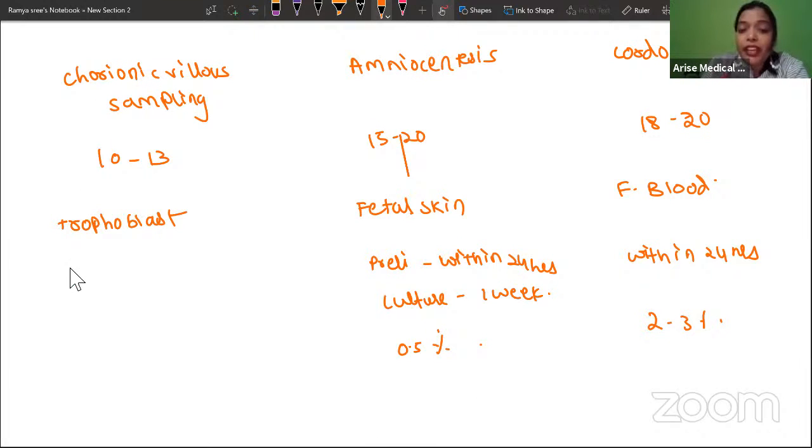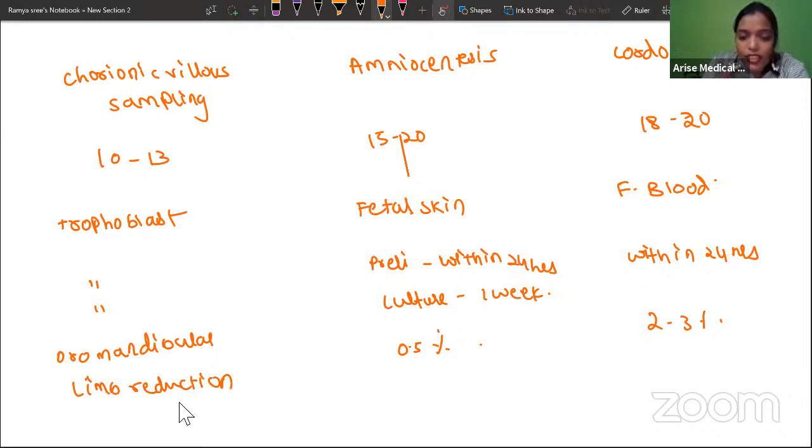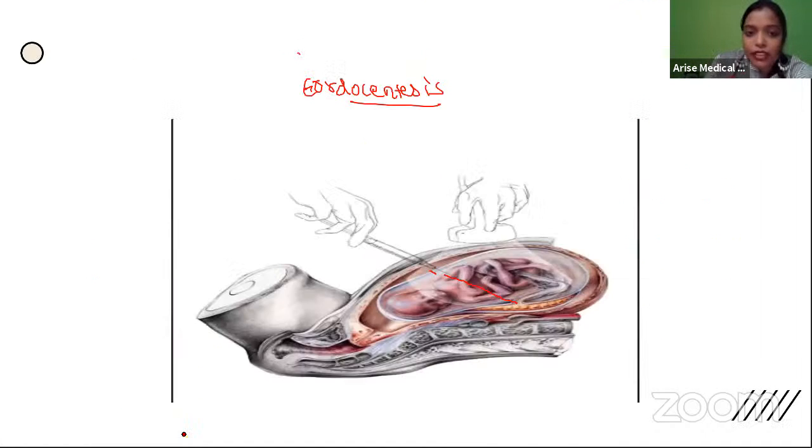Chorionic villus sampling again has the same preliminary results within 24 hours and culture result in 1 week, but this has the risk of oromandibular defects and limb reduction defects. Abortion rate is around 1 to 2%. That's about the aneuploidy screening in a short manner. Now let's go back to our images and see further images.